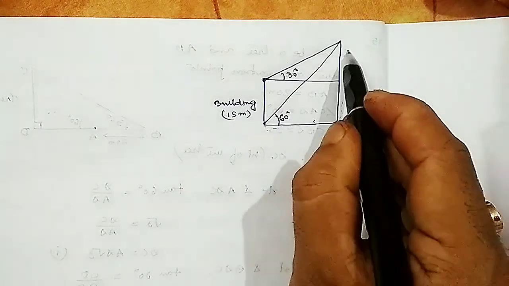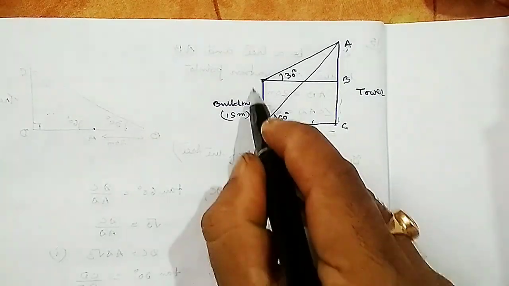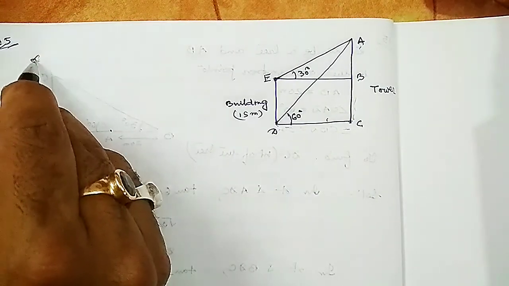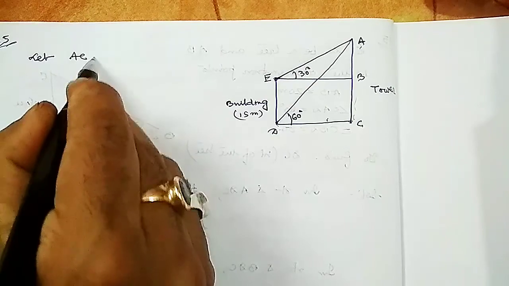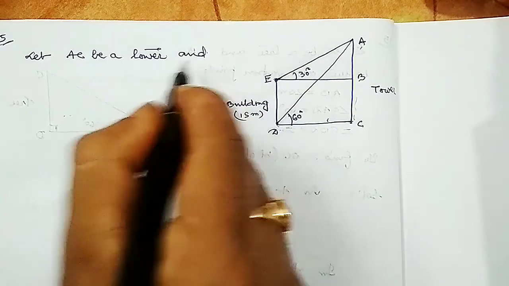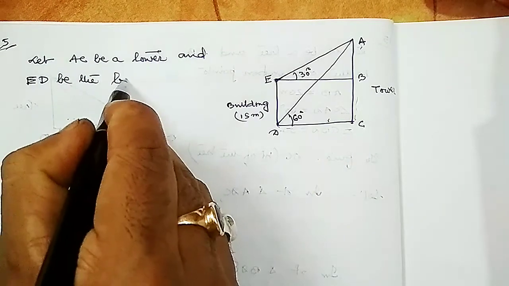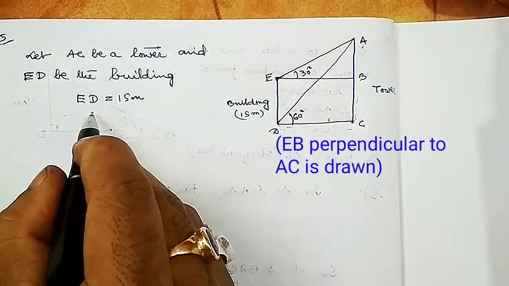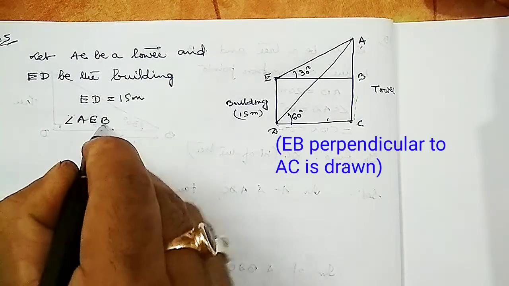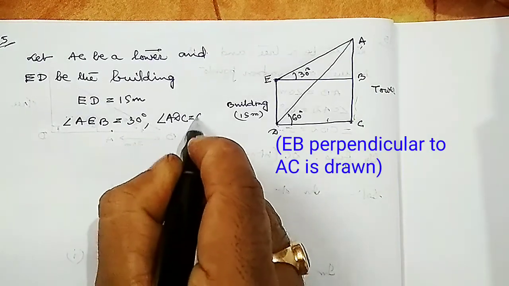Let me name this one as, suppose this one is A, this one is B, this one is C, D, E. I hope the figure is clear. Let me now do the sum. Let AC be a tower and ED be the building. ED equal to 15 meters, given. Angle AEB equals 30 degrees. Angle ADC equals 60 degrees.